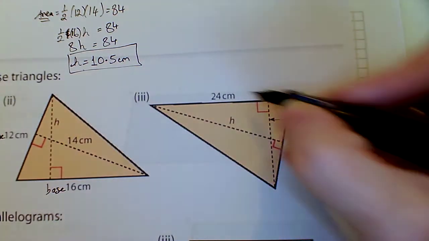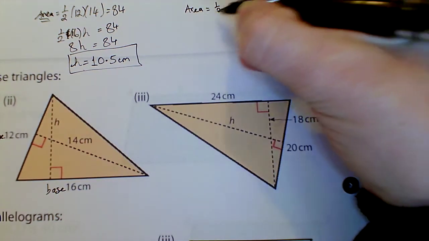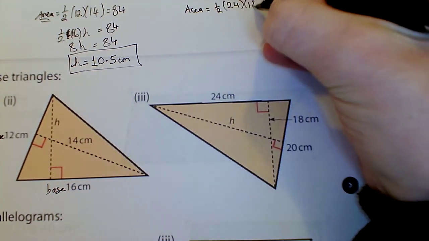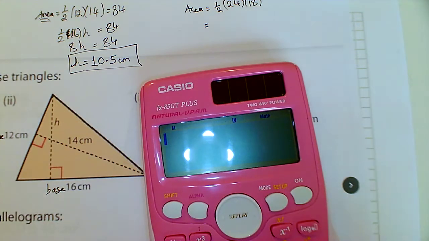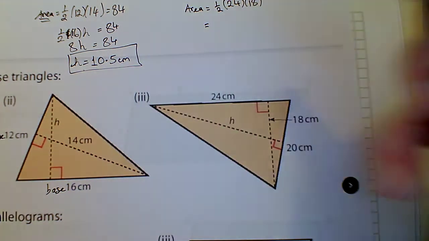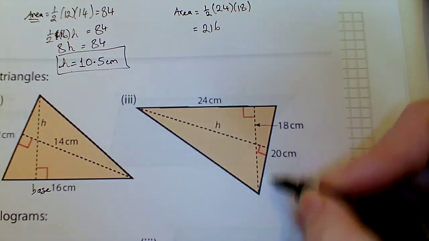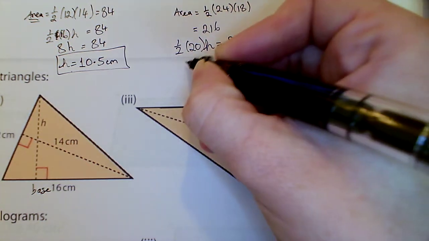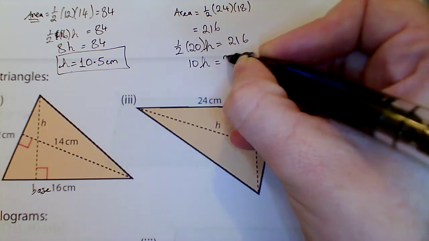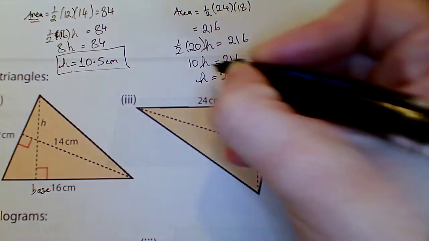I'm going to use this height and this base to find the area. So the area is a half by 24 by 18, which I think is 231, but let's work it out. So it's 12 by 18, 216. See, this is why I shouldn't do things in my head. 216 centimetres squared. And now using this base, a half by 20 by h will be 216. So 10h is equal to 216, and h is equal to 21.6 centimetres.